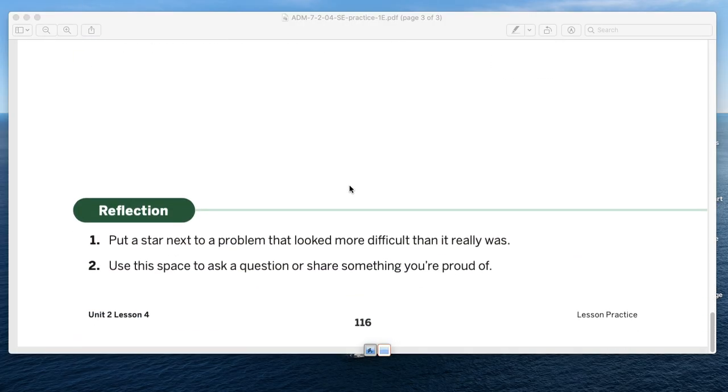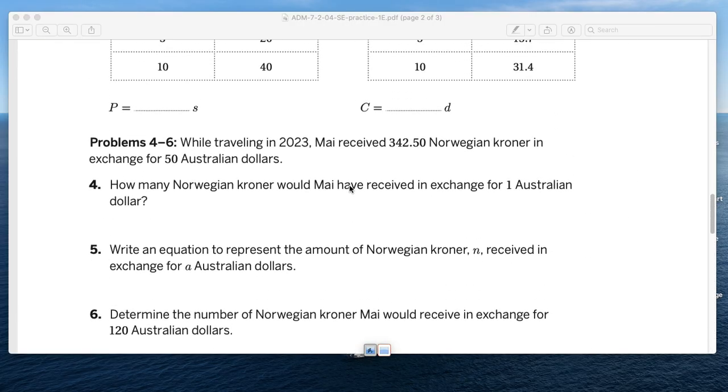Reflection. You can do that yourselves. All right, that's it.